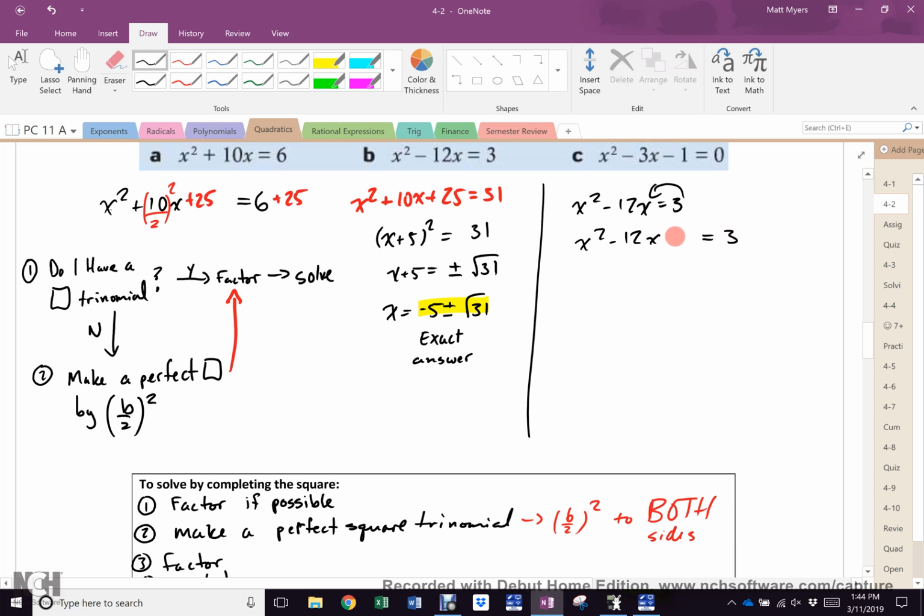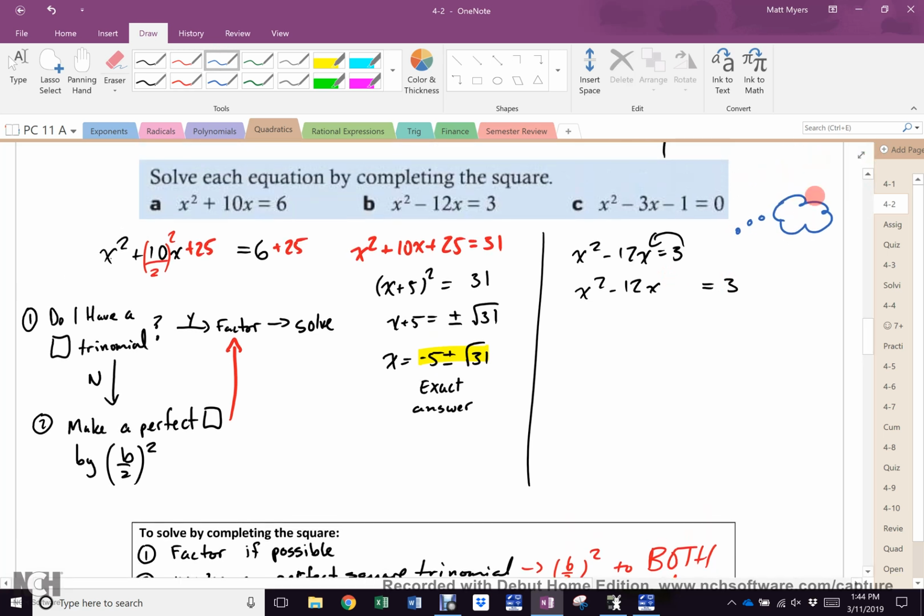How do I know what to put in there? I think to myself, what do I think to myself? I'll do the Mrs. Bag Crumble Cloud. B divided by 2 squared. What is it? What's B? Negative 12. What's half of B? Negative 6. And what's negative 6 squared? Then I think to myself, what do I got to remember over here, self?